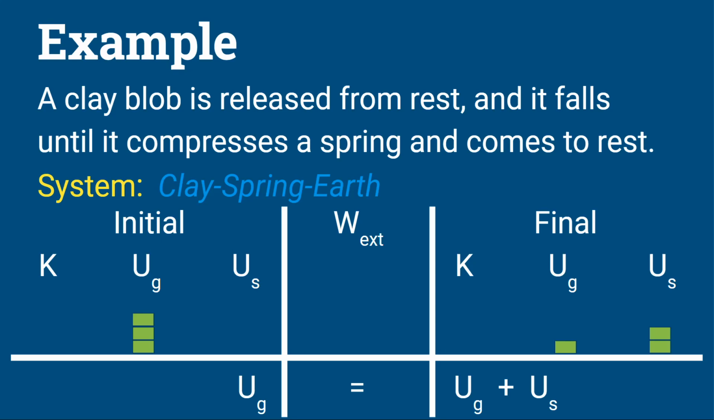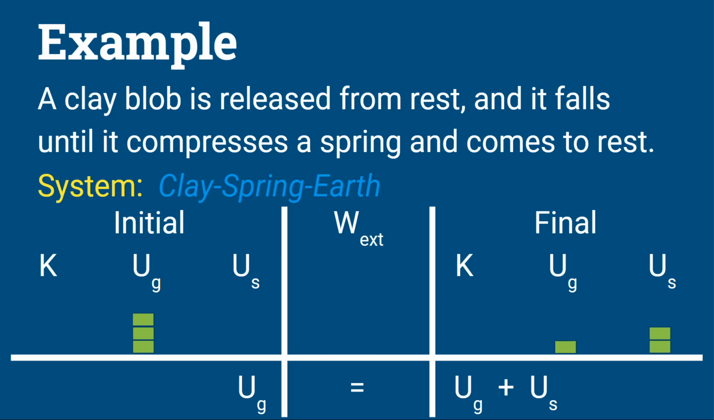We looked at this example in our notes previously. It says a clay blob is released from rest and it falls until it compresses a spring and comes to rest. And this is the same slide we looked at previously. I have a bar chart drawn here, an energy bar chart for my clay spring earth system. Whenever I define my system as the clay spring earth system, I should have conservation of energy because I have included both the spring, which means I can say that that gives me spring potential energy, and the earth, so I can say that I have gravitational potential energy because I've included those in my system.